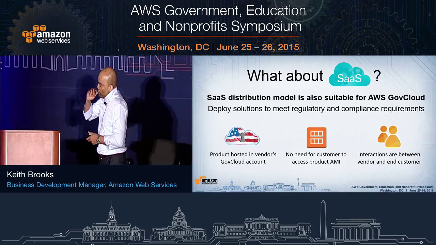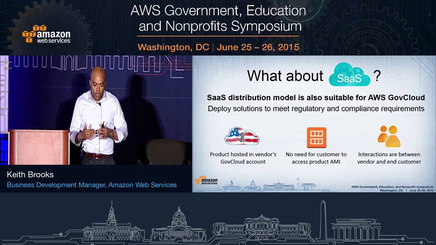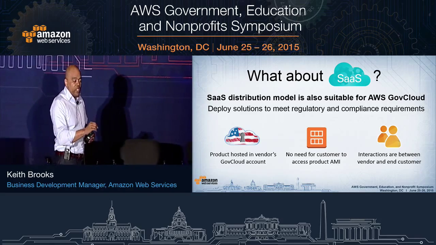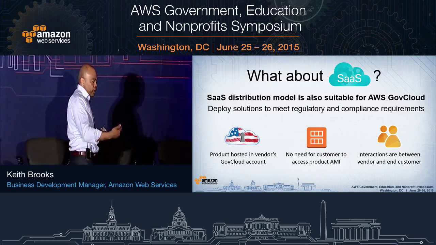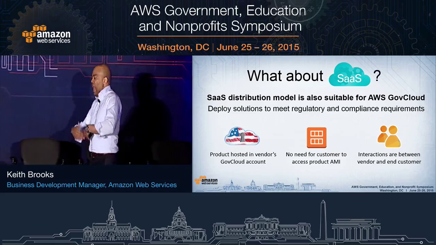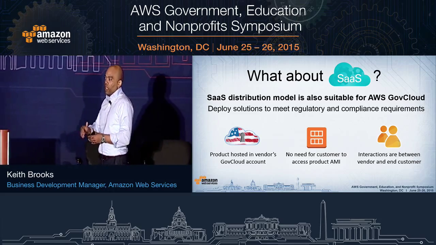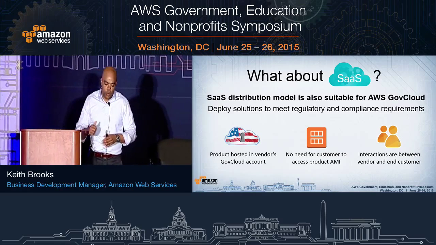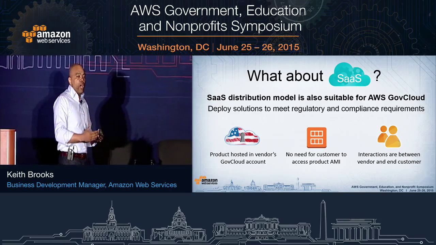One of which is the product itself, the software offering that you're offering to your customers. That software product is actually hosted in the technology vendor's GovCloud account. So the software is deployed there and it's simply accessed by an end user via the software that's deployed in their GovCloud environment. There is also no need for a customer to access an AMI.